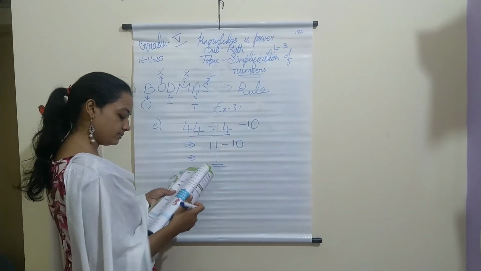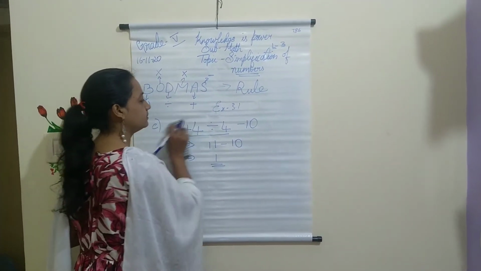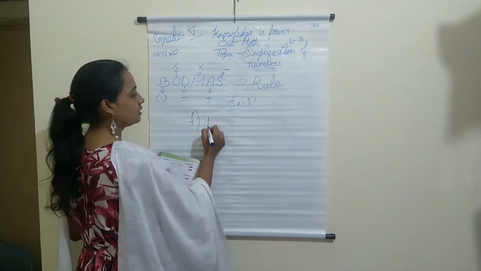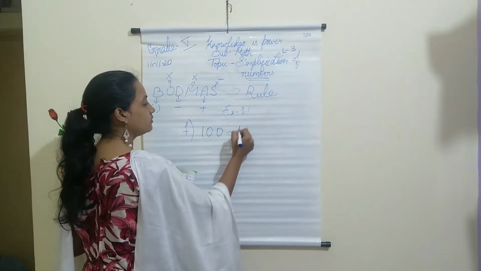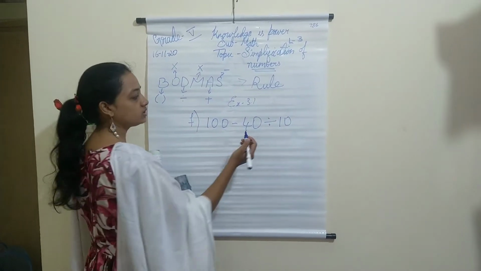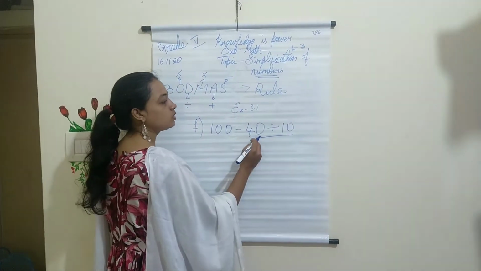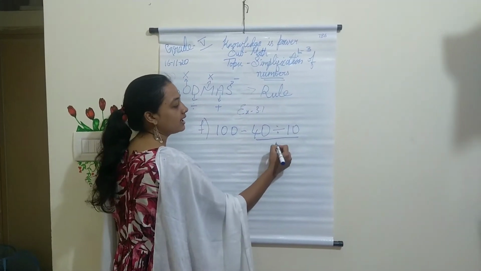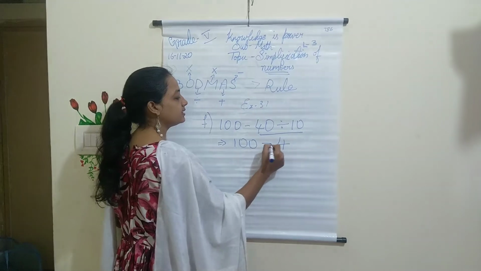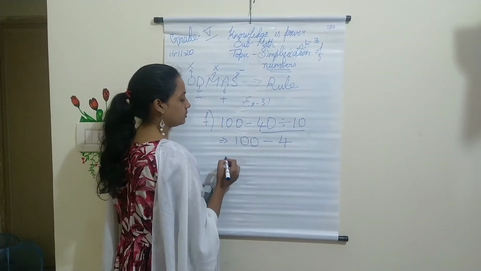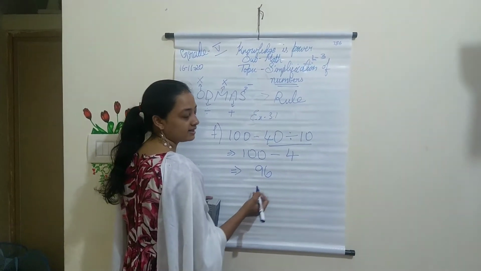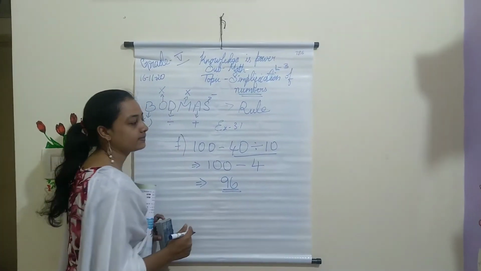Now let's go for the F1. 100 minus 40 divided by 10. So the first one I should take is division. So what is 40 divided by 10? Answer is 4. Now I should write the remaining number here. 100 minus 4 now. What is 100 minus 4? Answer is 96. So highlight your answer.